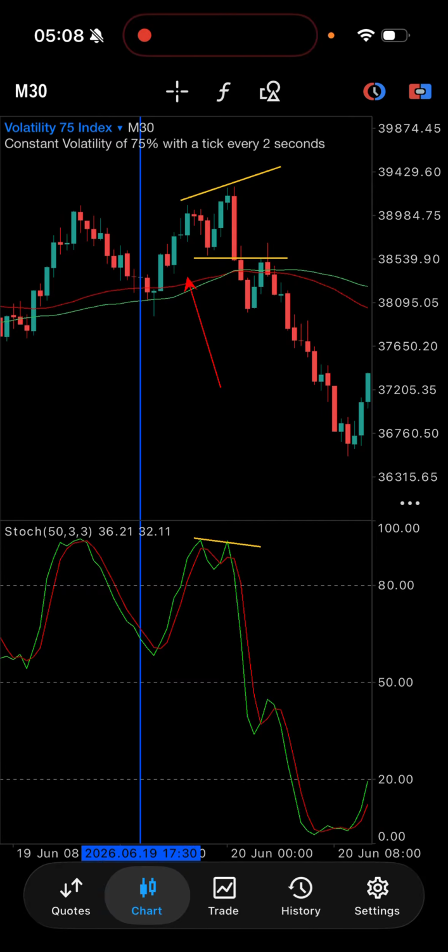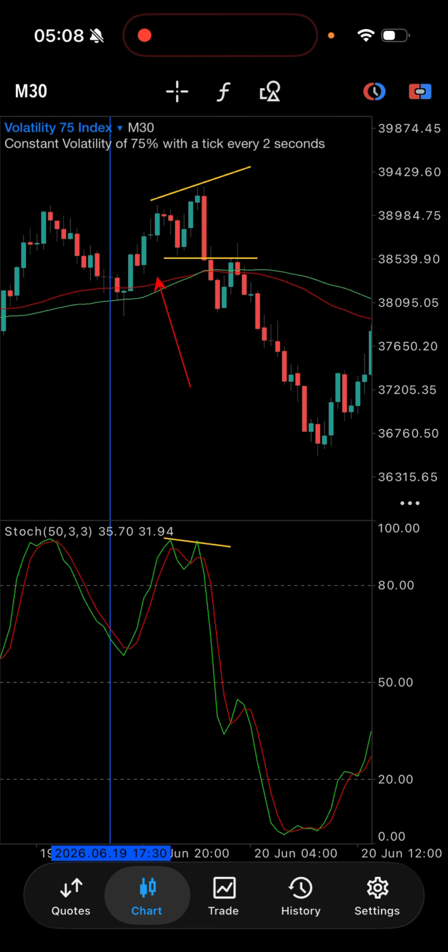So before the end of the video, I'll show you the settings for the indicator. I'll show you how to enter the trade, how to set your take profit and stop loss. So let's get into it.